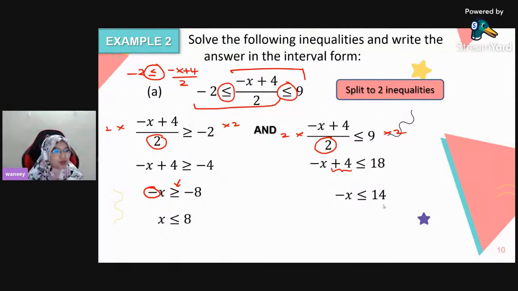And then we are trying to make x the subject. Okay, so now we need to get rid of negative 1 in front of the x. So in order to get rid of the negative 1, you should multiply by negative 1. But since you are multiplying by a negative number, you should flip the sign. So x will be greater than or equal to negative 14.